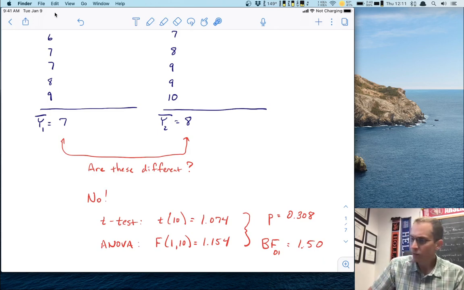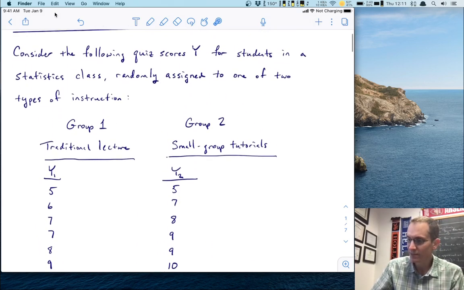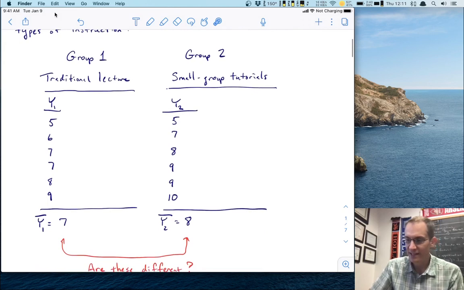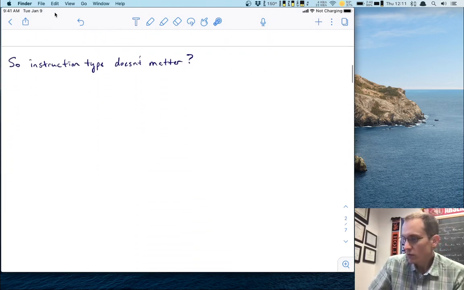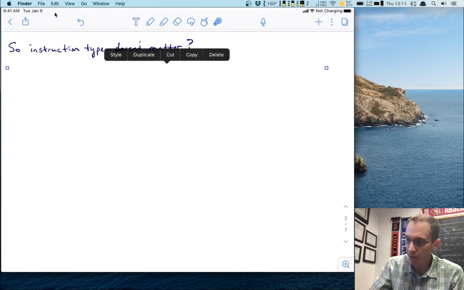So point is, we did this grand experiment trying to test these 2 different types of instruction, and we did not see a difference, even though maybe we had expected one. So what to do? Well, there's some things that we're not considering here. Right now it looks like instruction type doesn't matter. But let's look at some other data that we might have.